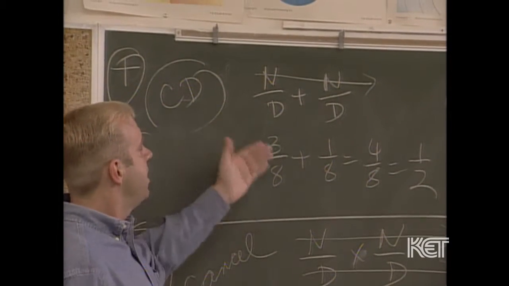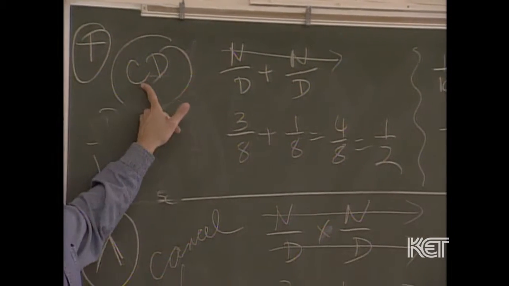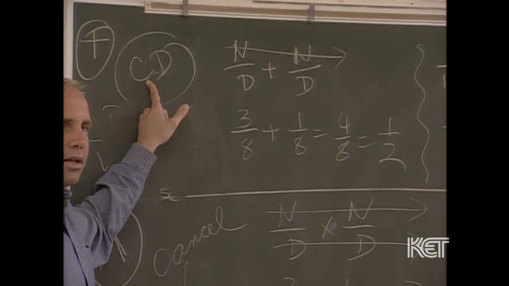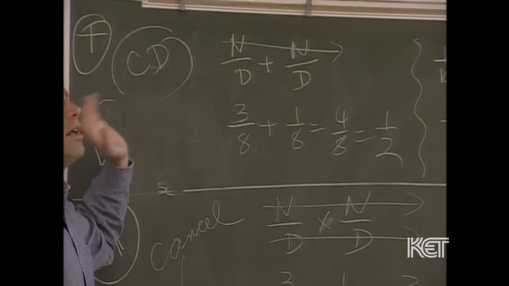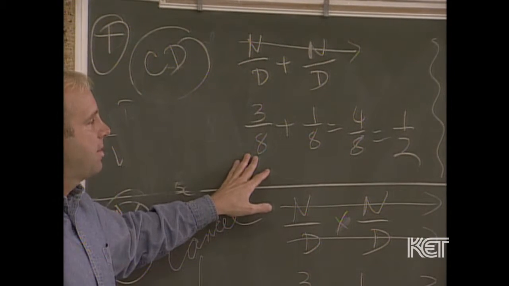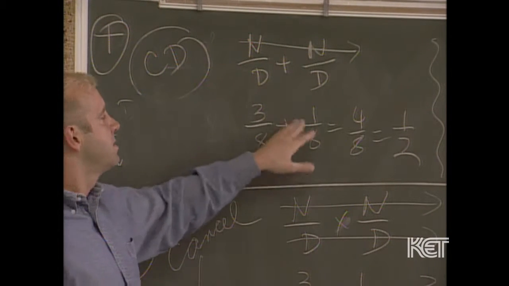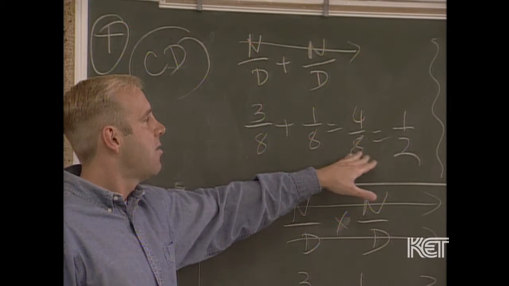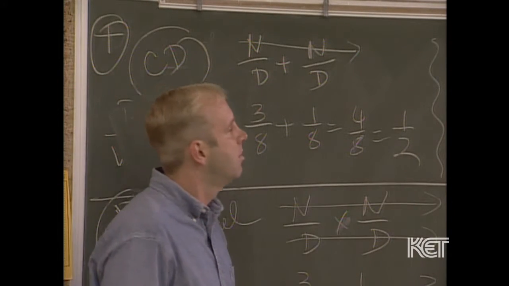Here's an example. 3/8 plus 1/8. CD, what does it stand for? Doesn't mean compact disc. Common denominator. Do we have a common denominator here? Yeah. So 3/8 plus 1/8 equals 4/8. We said in the CD we always want to reduce it to 1/2.